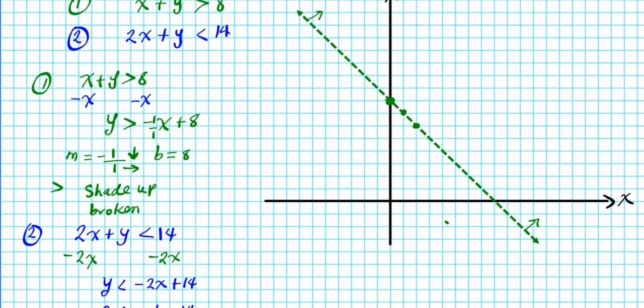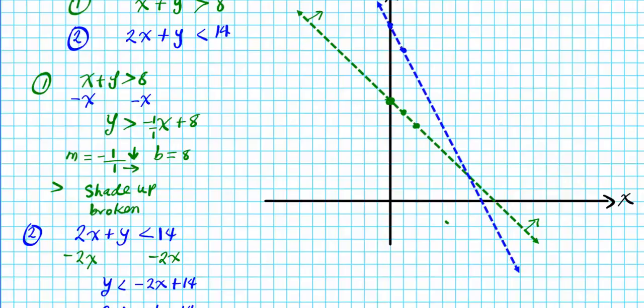Start from 14, so counting from 8, 9, 10, 11, 12, 13, 14. We're going to rise negative 2, 1, 2, and run 1. Okay, and then we're going to go ahead and graph our line. So there goes the line.